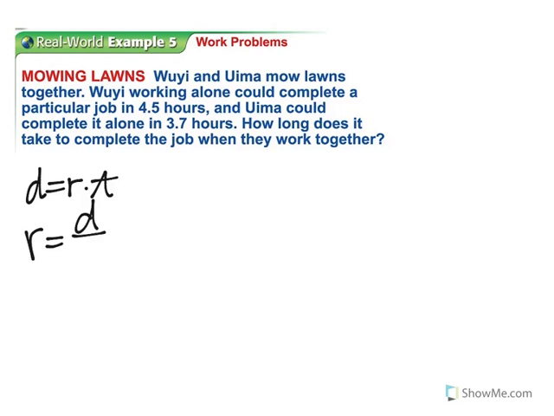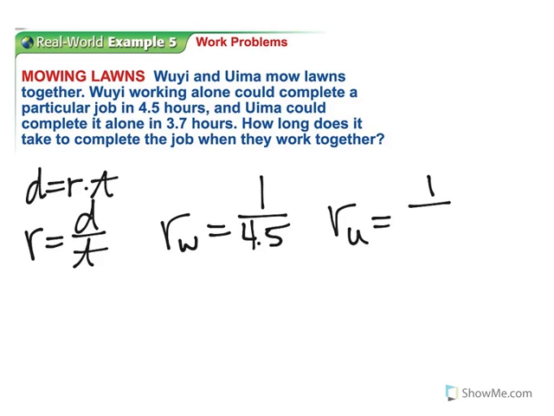Sorry, we're thinking of rate. So our rate is going to be equal to our distance divided by time. Well, in this case, our distance is 1 lawn. So the rate for this W person is going to be 1 lawn over 4.5 hours. And the rate for the U person is going to be 1 lawn over 3.7 hours.